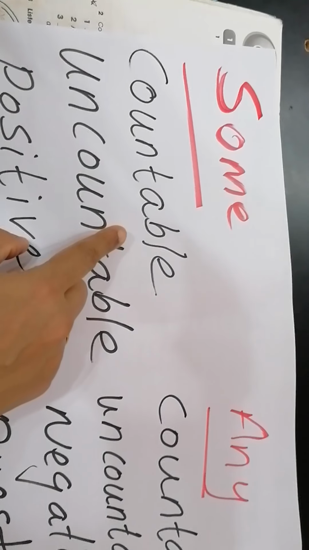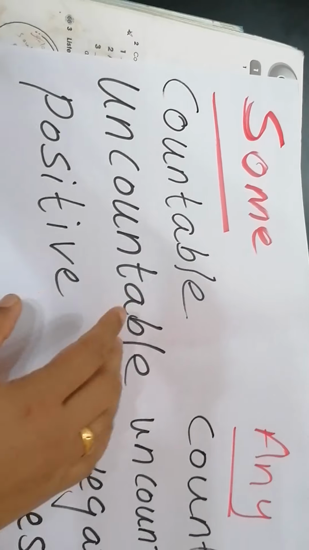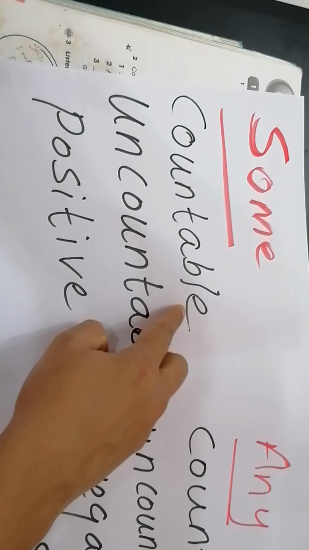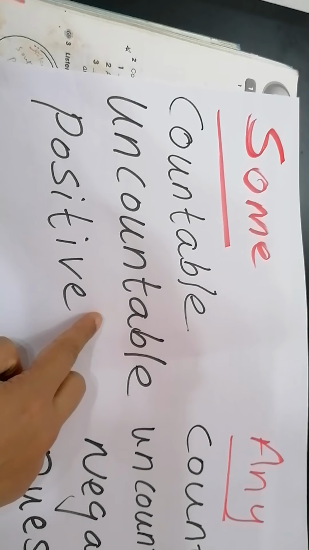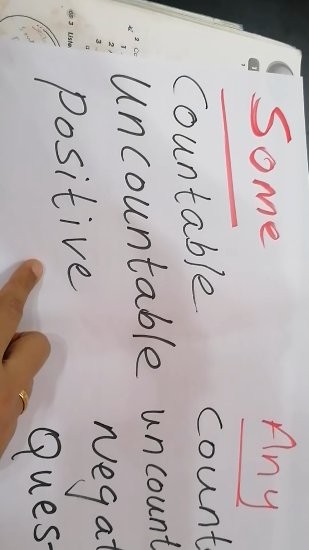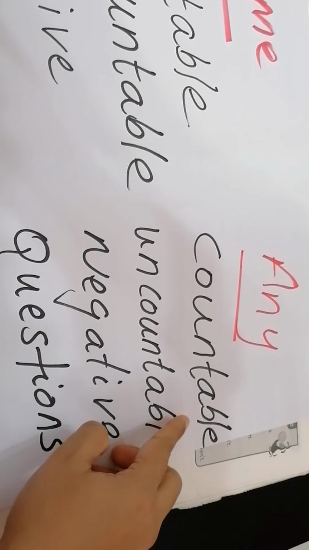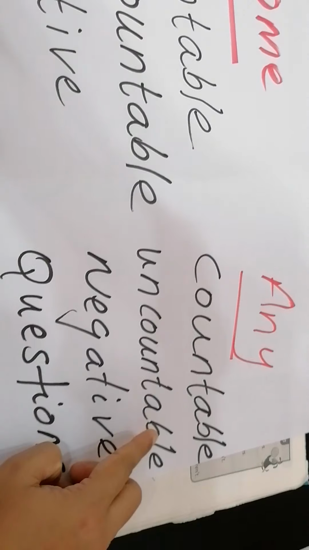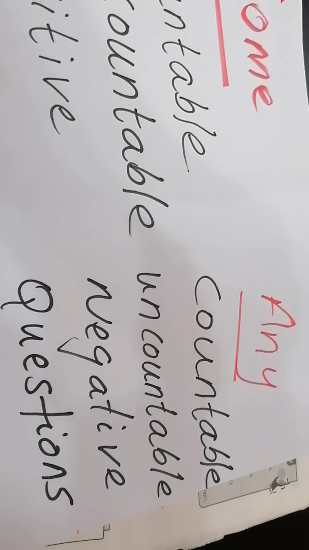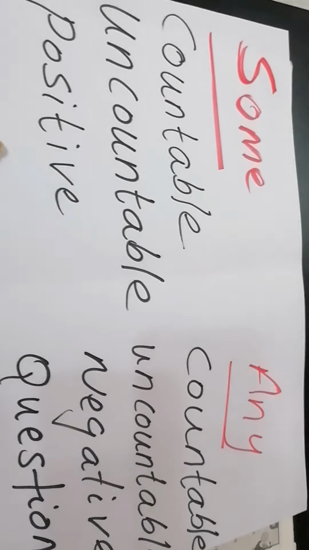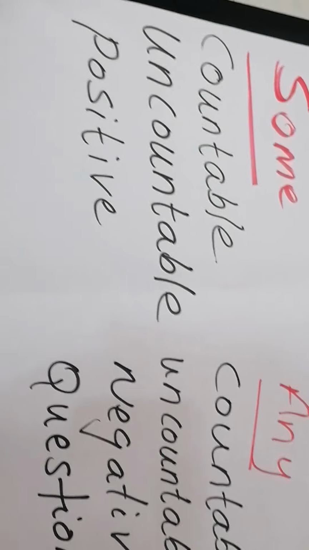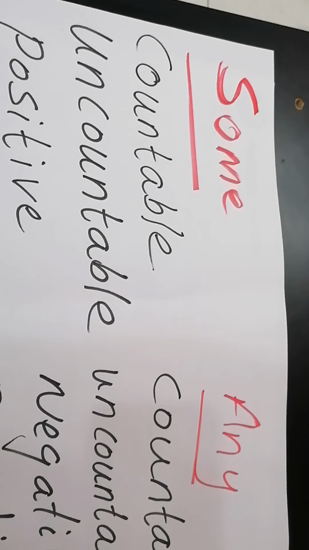Now, where we can use some and any. Some and any. So some, where we can use some. We can use some with countable nouns, uncountable nouns, and in positive sentences. Any. We can use any with countable nouns, uncountable nouns, negative sentences, and in questions. Now, what do you mean by positive sentences and negative sentences? I will show you an example.